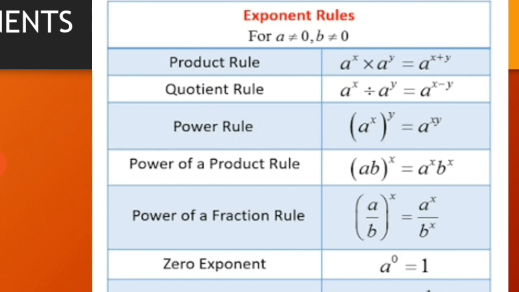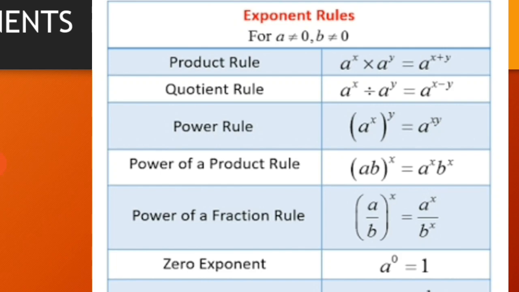Next we have the quotient law or quotient rule. Same thing, but it is in division now. A raised to power x divided by a raised to power y will actually become a raised to power x minus y, because it's in division, so it becomes x minus y.